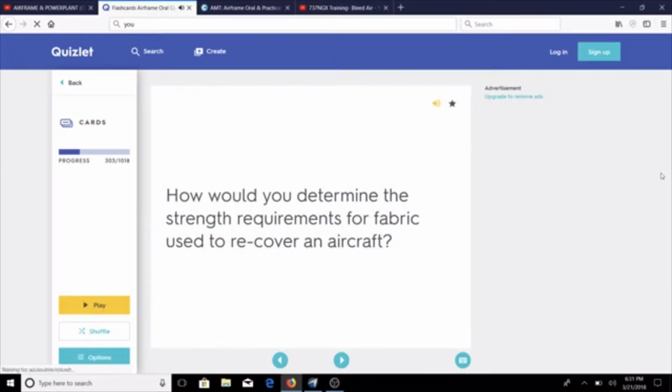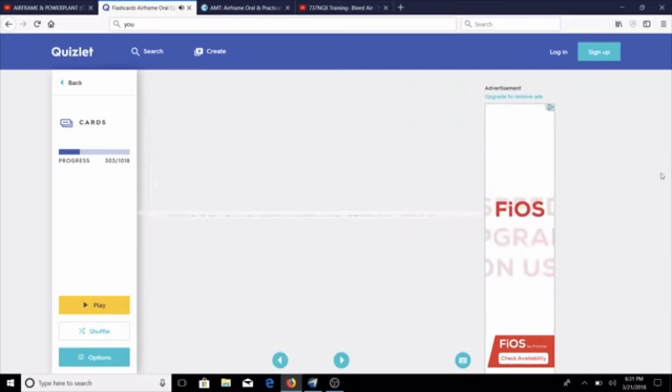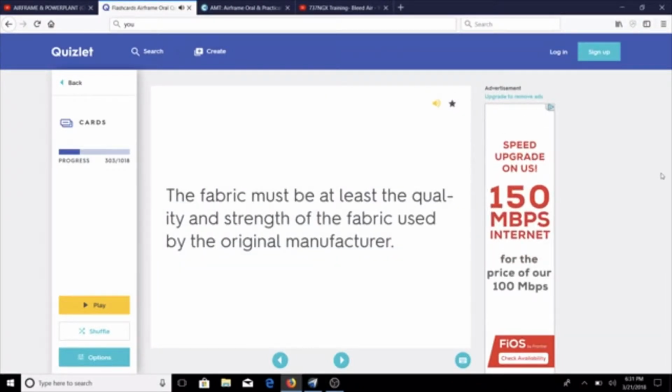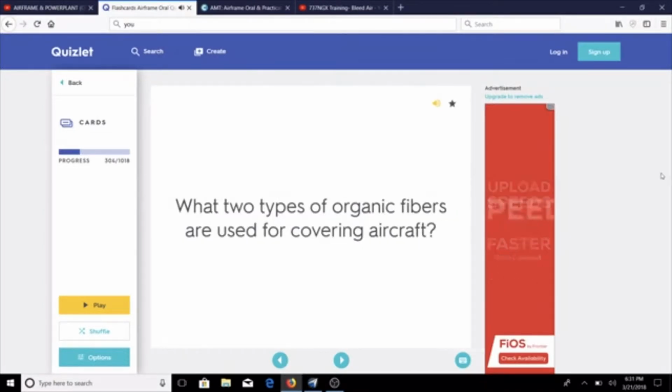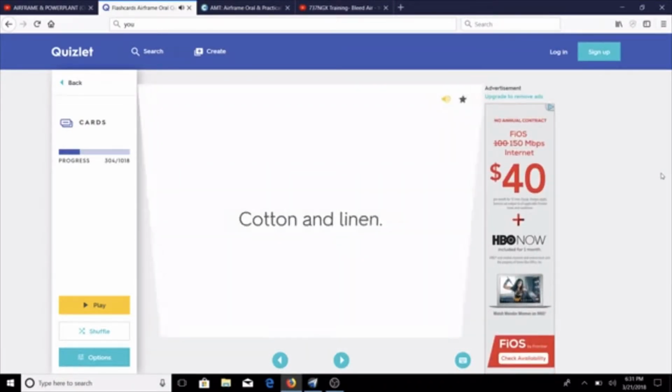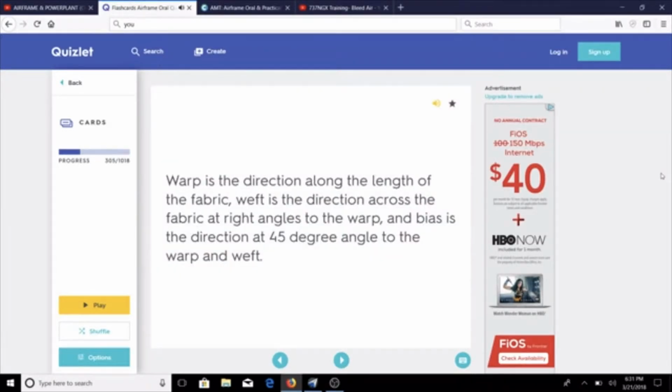How would you determine the strength requirements for fabric used to recover an aircraft? The fabric must be at least the quality and strength of the fabric used by the original manufacturer. What two types of organic fibers are used for covering aircraft? Cotton and linen. What is meant by warp, weft, and bias? Warp is the direction along the length of the fabric, weft is the direction across the fabric at right angles to the warp, and bias is the direction at a 45-degree angle to the warp and weft.